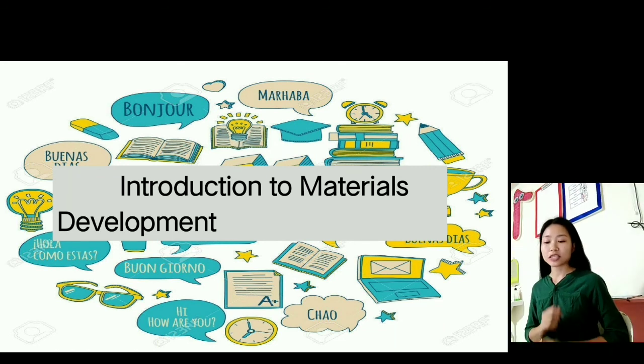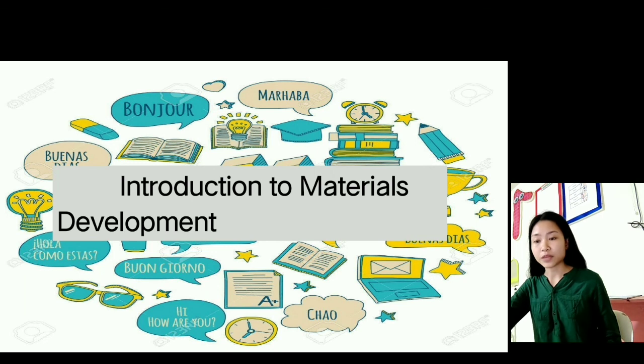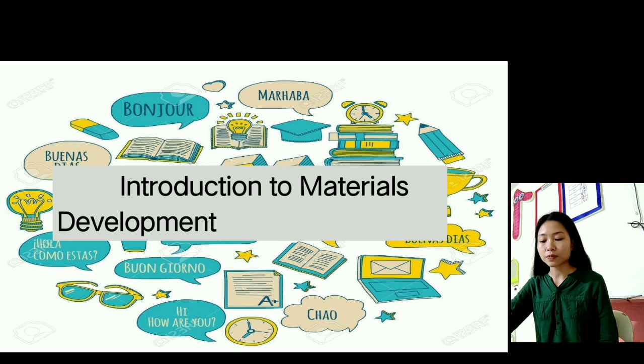So what is the importance of materials development? Materials development is very important in English as a foreign or second language because it effectively bridges the gap between the course topic, the teacher, and the student.